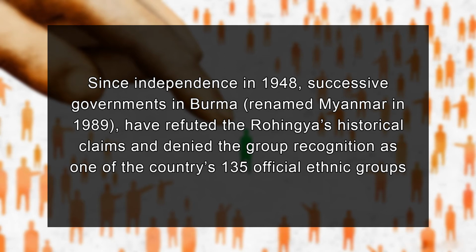the Rohingyas' historical claim and denied the group recognition as one of the country's 135 official ethnic groups. The Rohingyas are considered illegal immigrants from Bangladesh, even though many trace their roots in Myanmar back centuries.